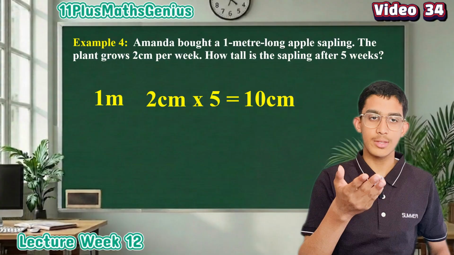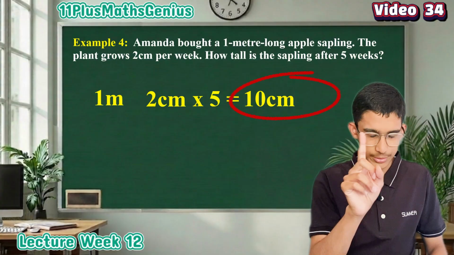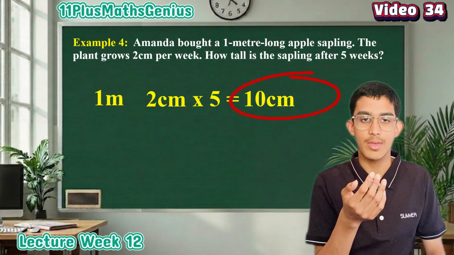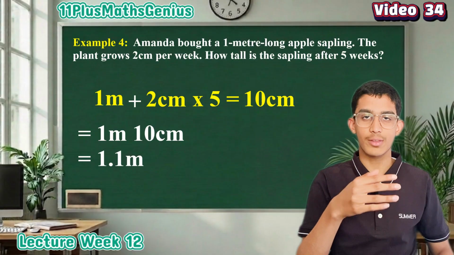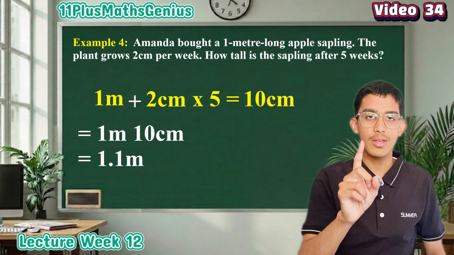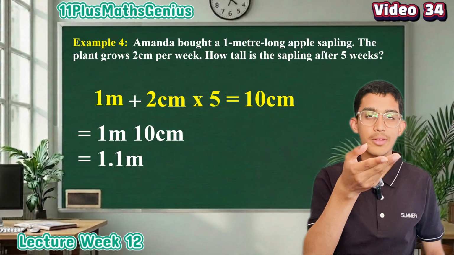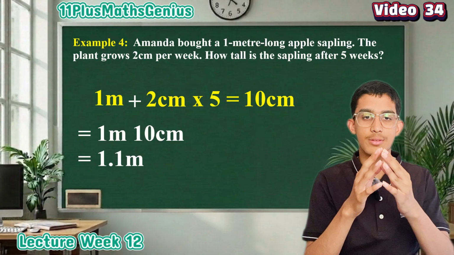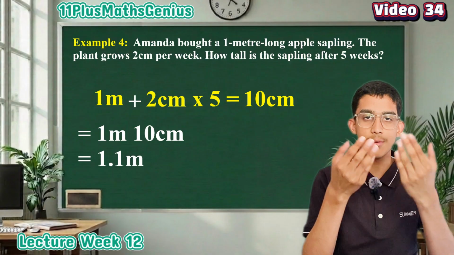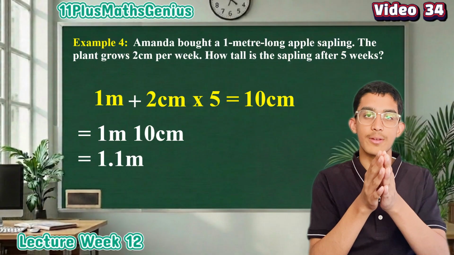Be aware, 10 centimeters is not your final answer. We must add the initial height. So our final answer is 1 meter plus our 10 centimeters equals 1 meter 10 centimeters, or 1.1 meters.